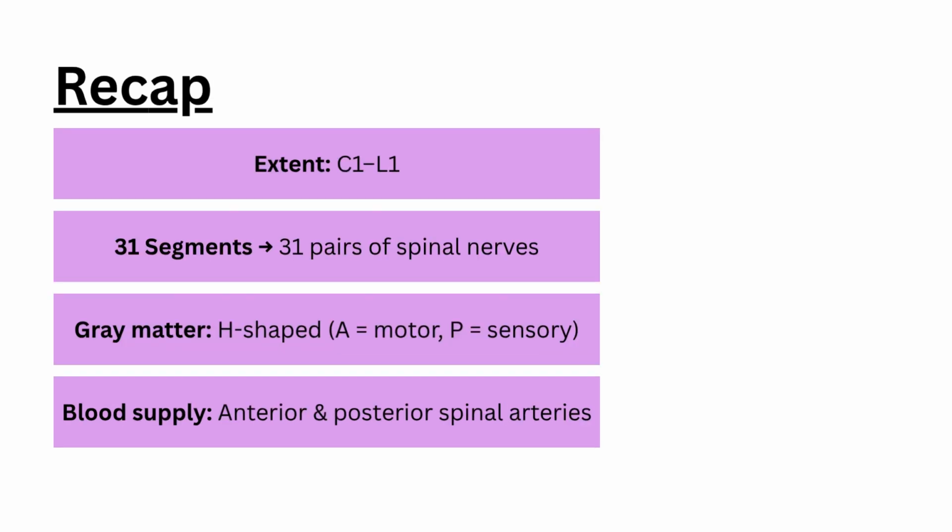To summarize, the spinal cord extends from C1 to L1, divided into 31 segments giving rise to 31 pairs of spinal nerves. Its gray matter forms an H shape and controls motor and sensory functions. The cord is nourished by anterior and posterior spinal arteries and protected by meninges and CSF.